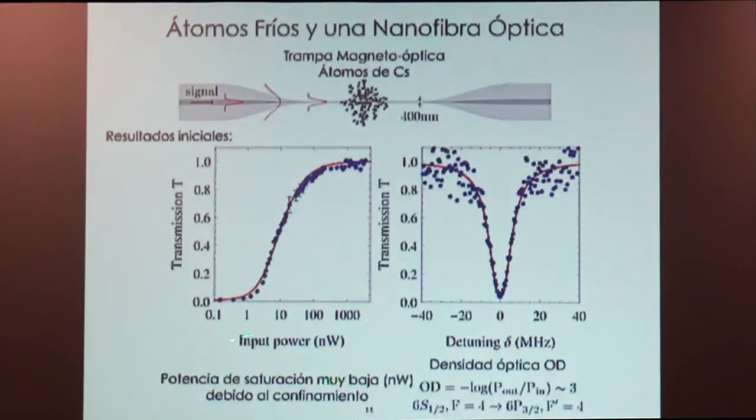We have here the input power and the transmission, and we can see that it gets saturated really fast, which means that I really have this strong coupling between the light and the atoms. And using this system, I can have optical depths around 3 for one of the important transitions in the cesium atom. But this was not enough for me. I don't want to have the atoms fall around the nanofiber. I want to trap the atoms.